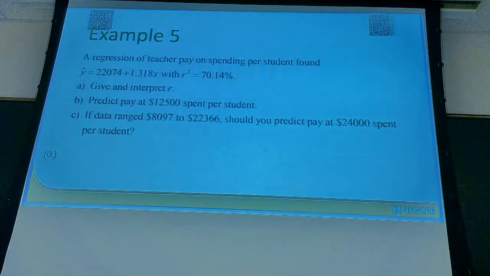So R squared, first of all, I want that as a decimal. R squared, the coefficient of determination, which is just the square of the coefficient of correlation. But what happens? Take a square root.